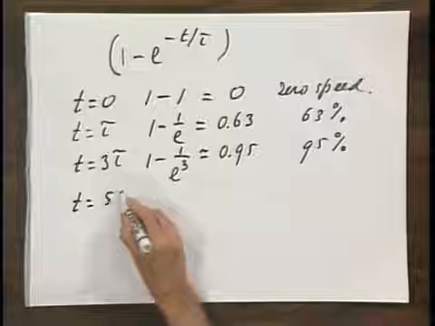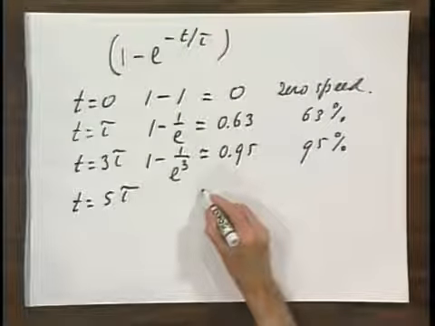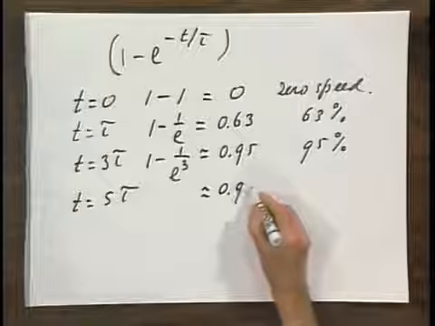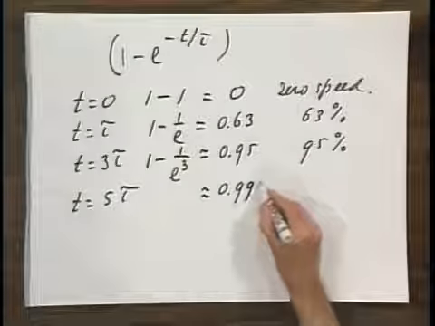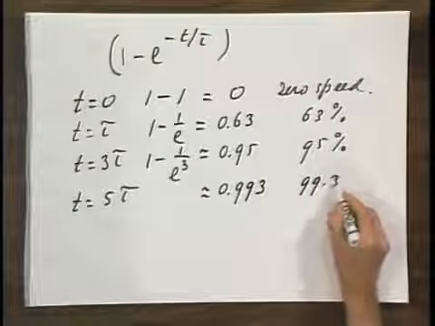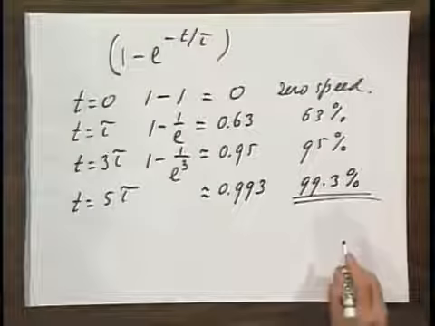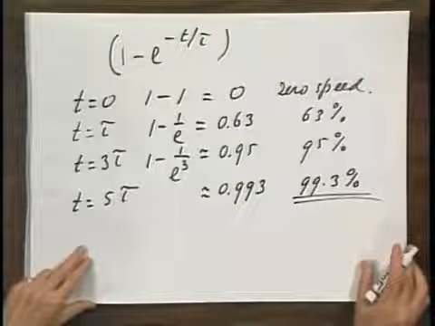Let's go to 5 tau. Well, you do your homework and you will find that the value of 1 minus e to the minus t over tau is now 0.993. So you are at 99.3% of the terminal speed. So how long do you have to wait now to reach the terminal speed? Well, you would have to wait infinitely long. But of course, for all practical purposes, I would say, it depends a little bit on your own taste, that after maybe 3 tau or 5 tau, you are close enough that you can say, well, we have really reached the terminal velocity.